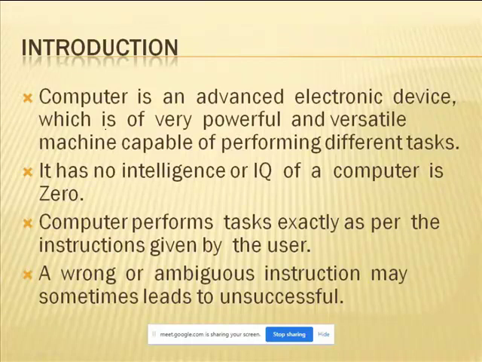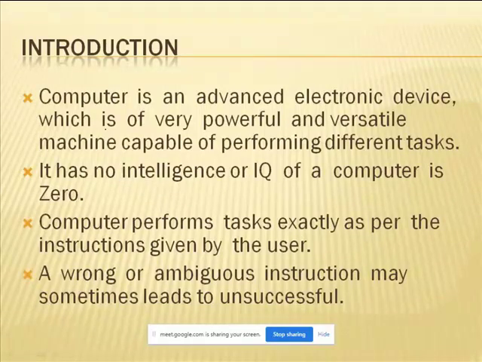Why? Because the system cannot think by itself, and it cannot analyze whether the instruction is right or wrong. That is why the system always depends on the user's instructions. So wrong or ambiguous instructions may sometimes lead to unsuccessful results. Strictly and blindly, the computer follows the user's instructions. It doesn't think whether the instruction is good or bad, right or wrong, nothing.